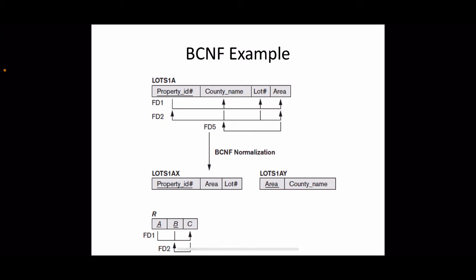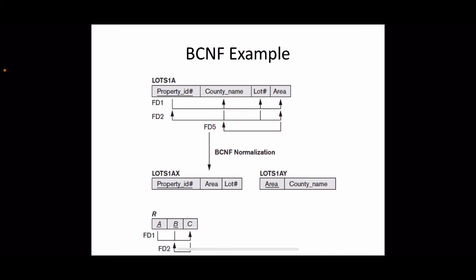So if we add this additional functional dependency, that is FD5, this relational schema is still in third normal form, right? Because we have an additional dependency, area determines county name, where county name is a prime attribute, a part of a candidate key. So still this relation is in third normal form. But is this in BCNF? No, right? Because to be in BCNF, the area should be a super key, and only then will this be in BCNF.